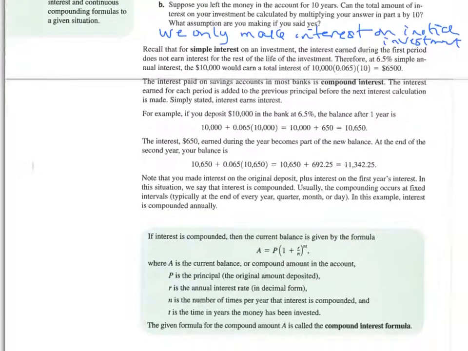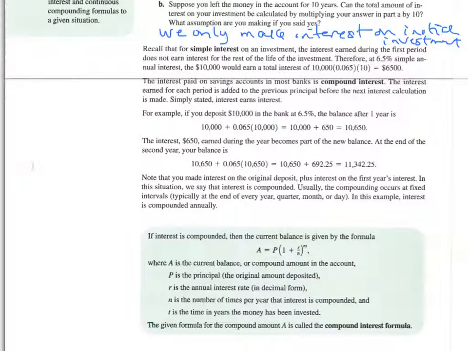Here's the example again. After 1 year, you have $10,650. After the second year, you make that 6.5% on that 10,650, and you have a total amount of this much. You're making your original amount and then interest on that second year.